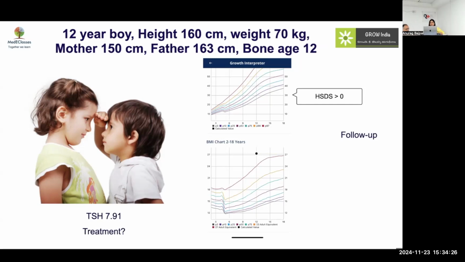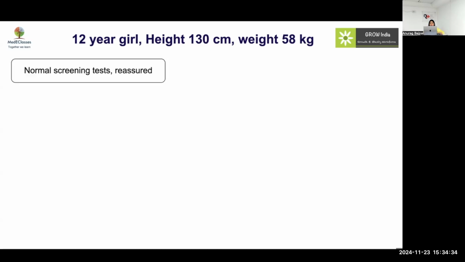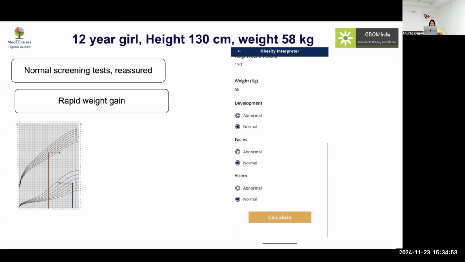Yes, sir. So we have a next case of a 12-year-old girl. Height was 130 centimeters and weight was 58 kg. All the screening tests were normal and she was reassured and sent back home. But there was a rapid weight gain in due course of time. As we can see, the height is below the 3rd percentile and the weight age is more than the 50th centile. So do you agree that this is exogenous obesity?